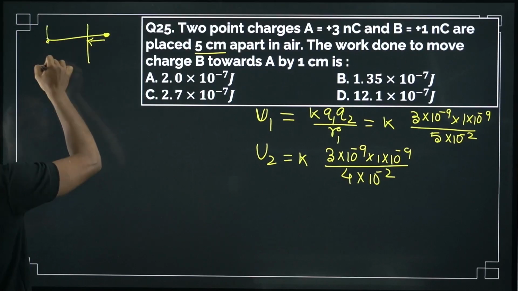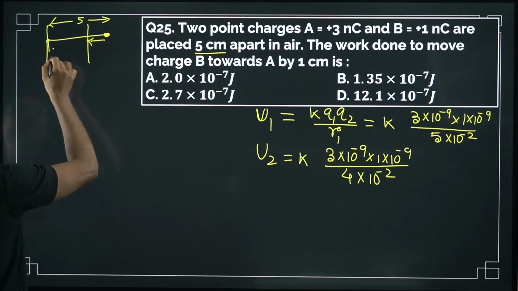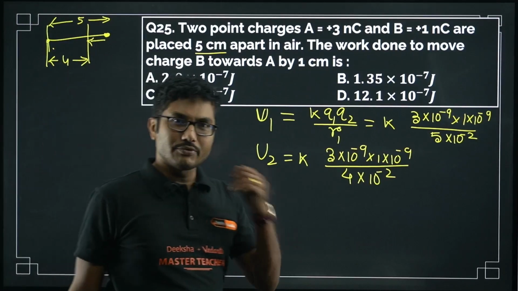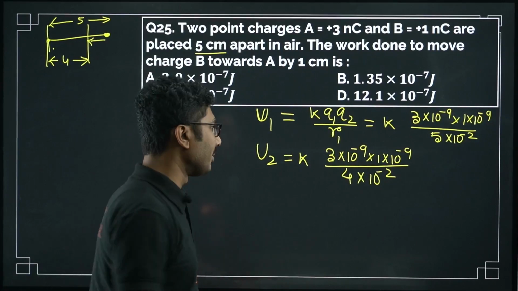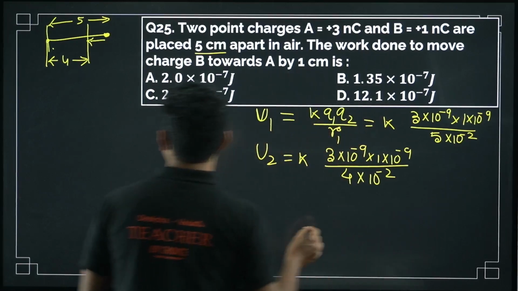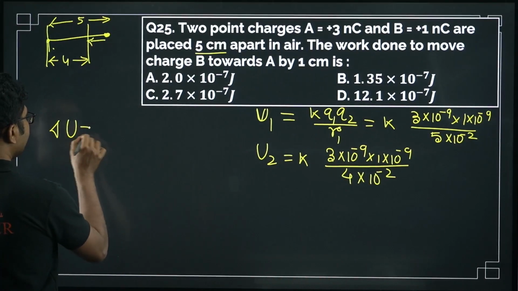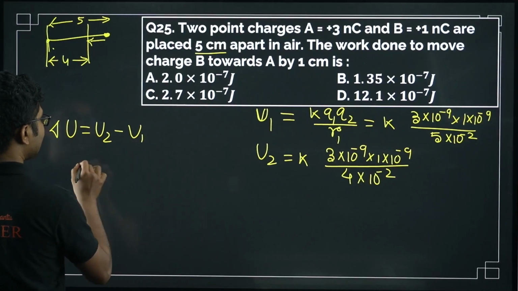So what is the new distance? The initial distance was 5, now the new distance is 5 minus 1, so that is 4. Okay, so the new distance is 4 centimeter. Now you have to find the difference between these two energies, that is the problem. Okay, so let's solve it. So delta U equals final energy minus initial energy. Okay, that is the formula.